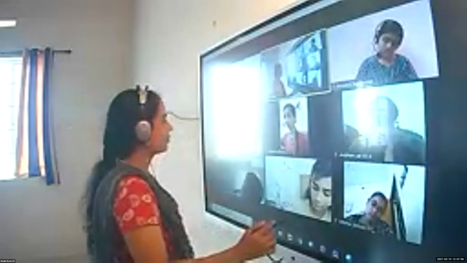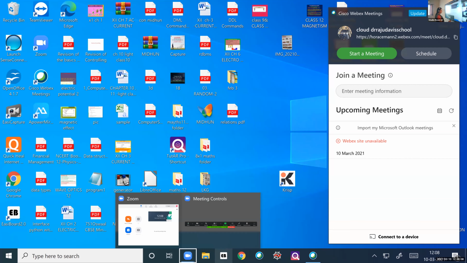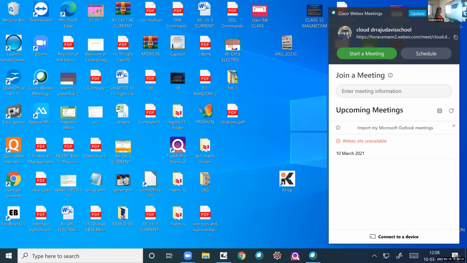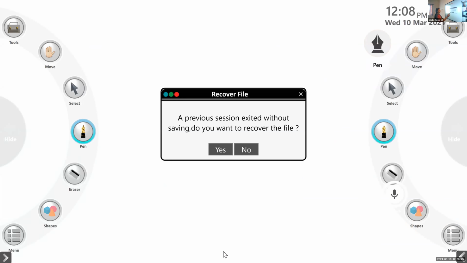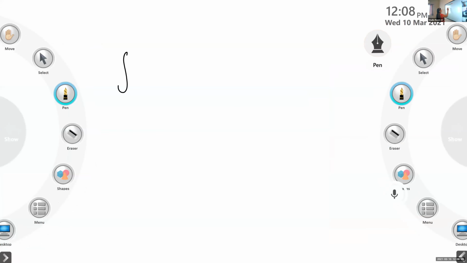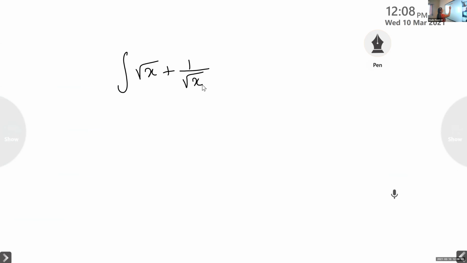Evaluate integral of root x plus 1 by root x the whole square.